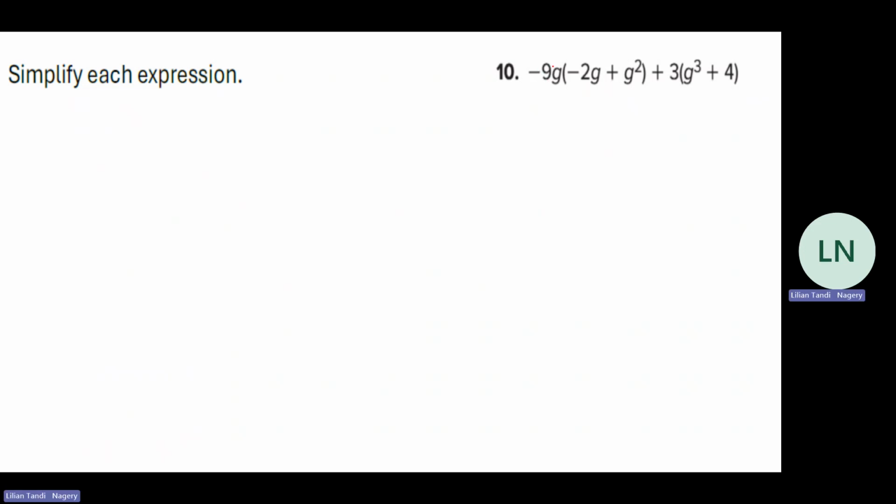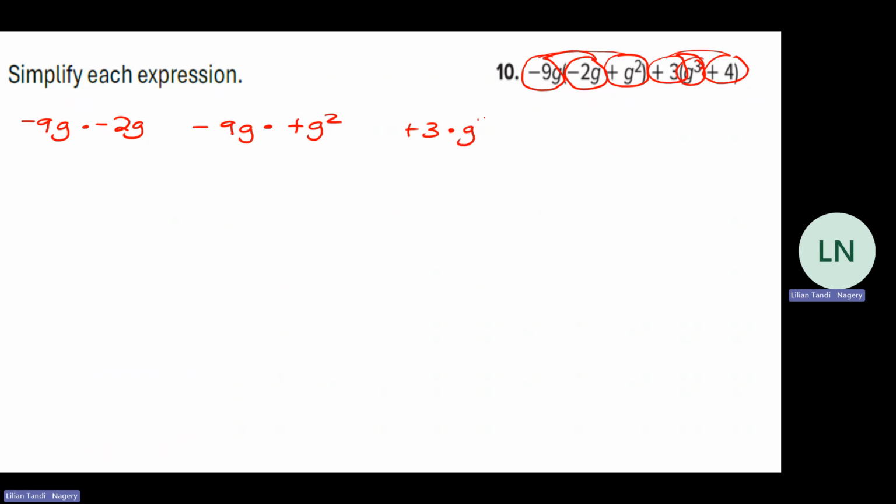Okay, same thing here. We take negative 9 and put it over here. We take negative 9 and put it over there. We take positive 3 and put it over here. And we take positive 3 and put it over there. So you have negative 9G multiply negative 2G. Then negative 9G multiply positive G squared. Then positive 3 multiply G cubed. And then positive 3 multiply positive 4.